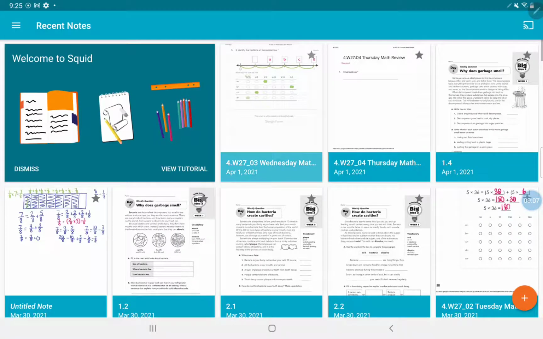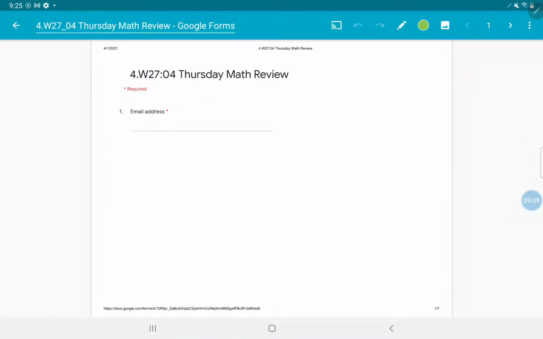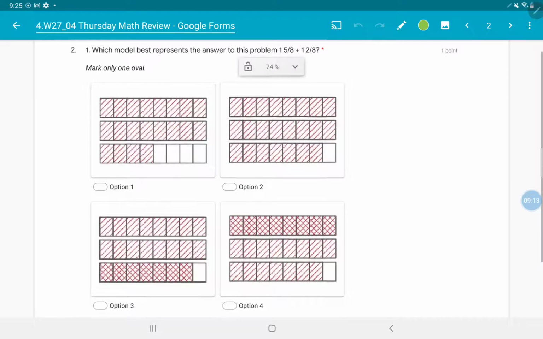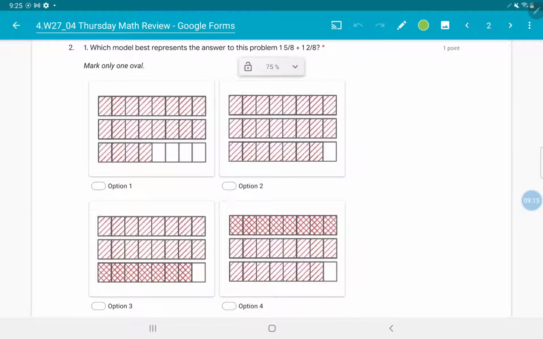All right, let's go to Thursday. Which model best represents the answer to this problem? This time we have mixed numbers. We have 1 and 5/8 plus 1 and 2/8. So when we're adding mixed numbers, what are we going to do with these two whole numbers? Add them together. And what about the fractions? We're going to add them together.